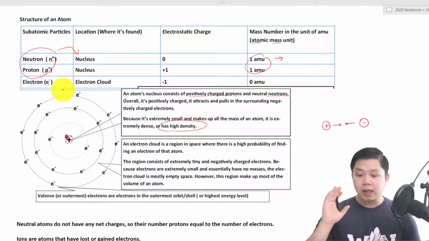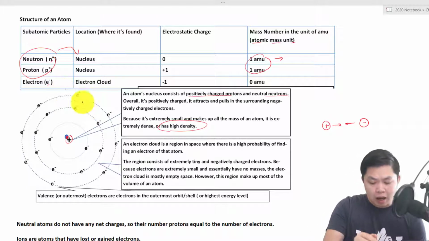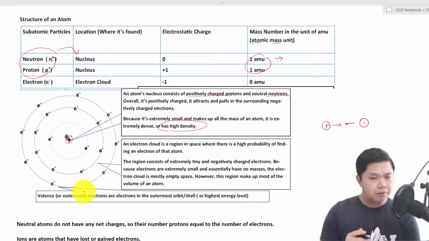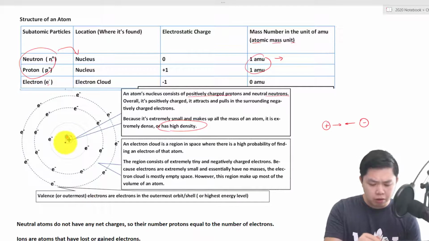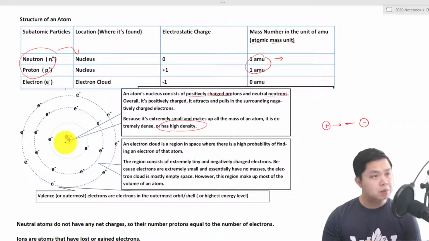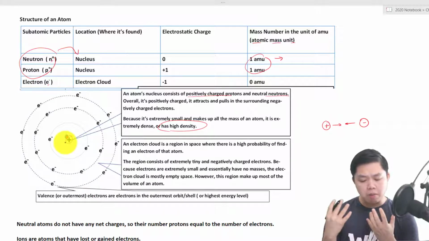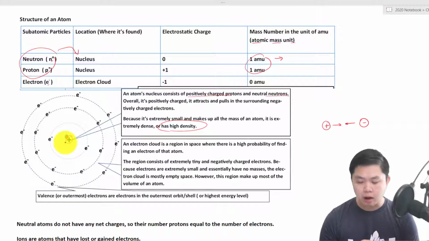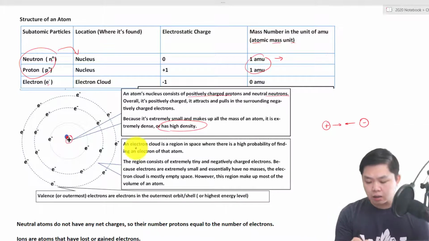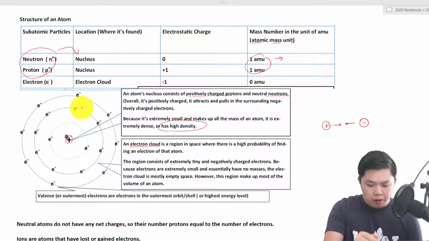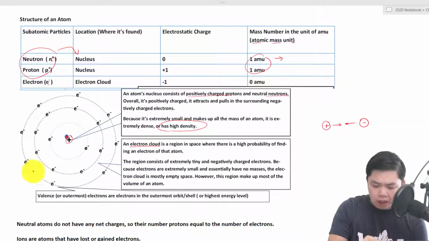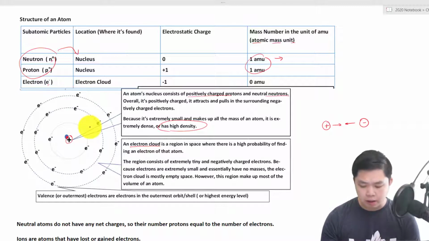So let's look at an electron. Notice electrons take up most of the space. The volume is so huge compared to the nucleus. This region in space where we have a high probability of finding the electron of that particular atom is called an electron cloud. So this whole entire space around the nucleus is called the electron cloud. Now notice electrons are extremely tiny. They don't have any mass at all.